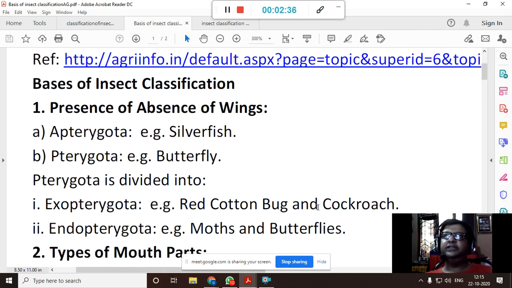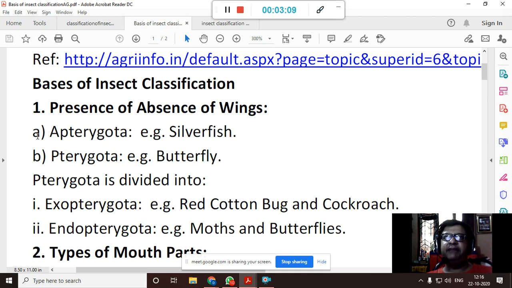So what is the base? What do you mean by basis of insect classification? By basis of insect classification, one means on what features and characters insects are classified or grouped into orders and classes. So, on what basis insects have been divided. So the basis first is presence or absence of wings, whether they have wings or not.